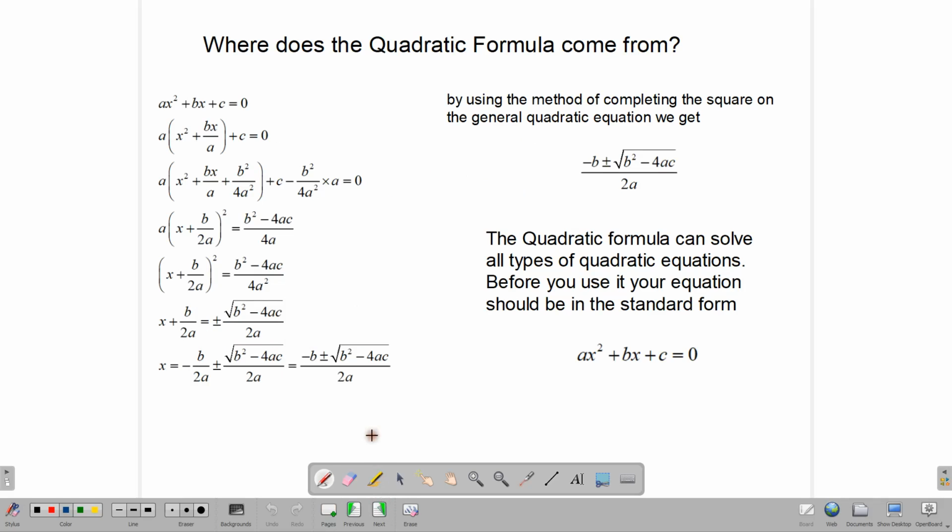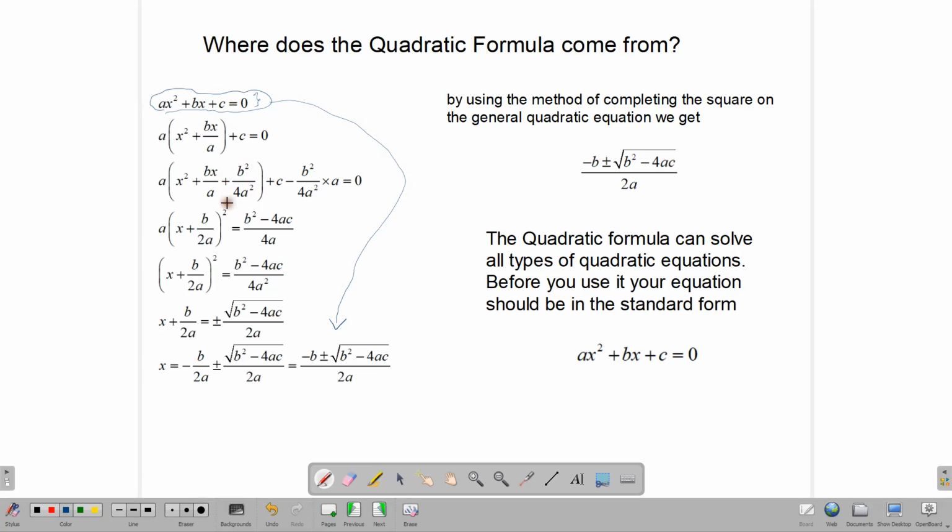First issue is, where does the quadratic formula come from? The quadratic formula comes from the process of completing the square on the general form of the equation ax squared plus bx plus c equals 0. When we apply the principle of completing the square to this equation, the resulting answer that we get at the end is the quadratic formula.